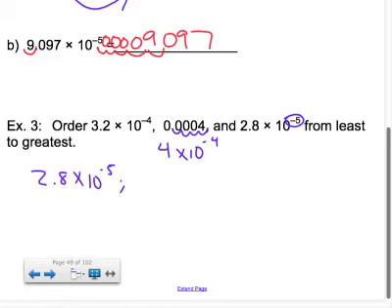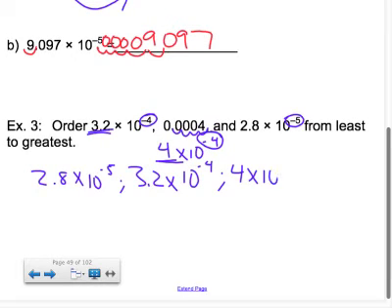And now these two, you'll notice, have the same exponent. So when they have the same exponent, just compare the numbers. 3.2 is less than 4, so 3.2 times 10 to the negative 4th is less than 4 times 10 to the negative 4th. And that's how you'll treat that.